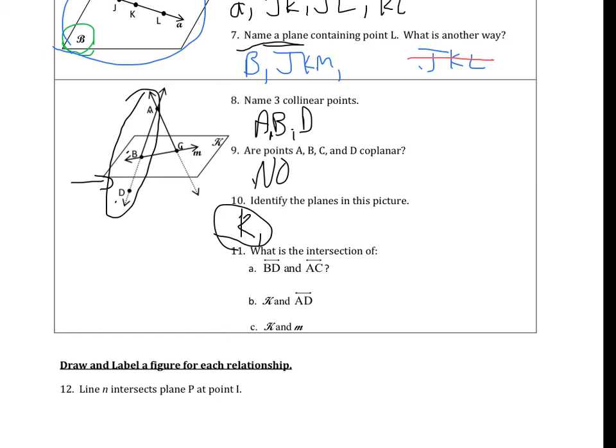So what happens when BD intersects with AC? What is that? That would be considered a point. This plane K and line AD, that's going to be considered a point. But if I look at K and M, well, M is this line, but this line is on the plane. So what is that intersection? That intersection is actually going to be the whole line.